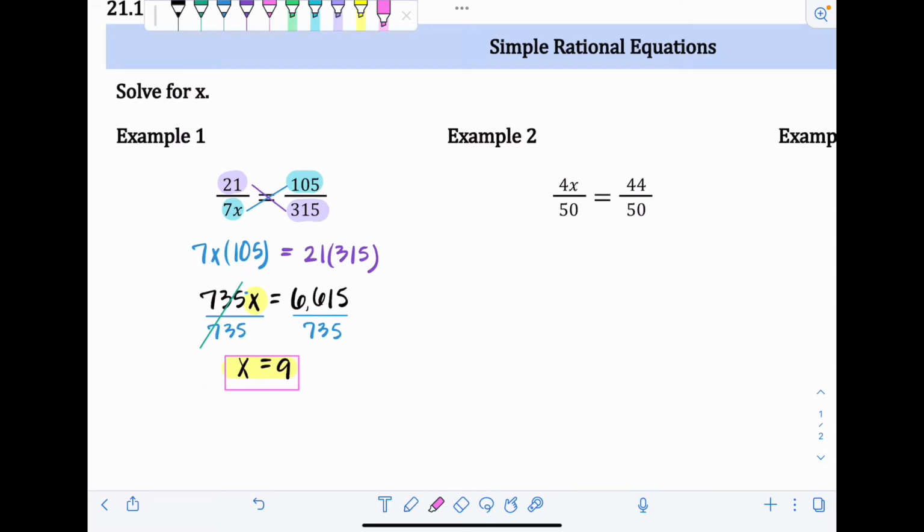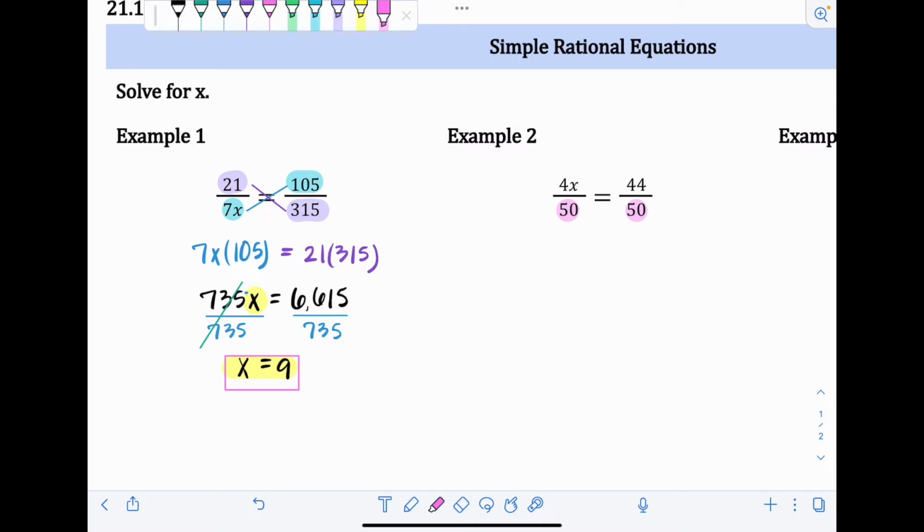So example 2, we have 4x over 50 equals 44 over 50. This is another example of a proportion, so we can solve it the same way we did with example 1 by cross multiplying. But this is also a special case of a proportion because both of these fractions have the same exact denominator. Equations are just one way of saying that the left side of the equal sign is equal to the other side, like they're balanced, they have the same value.